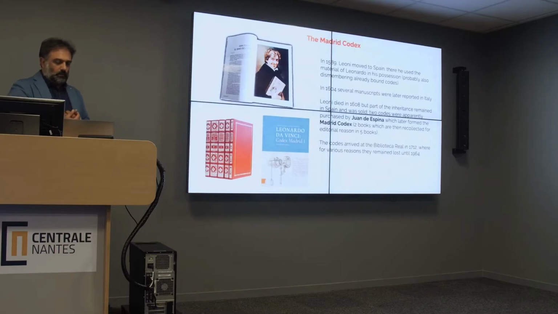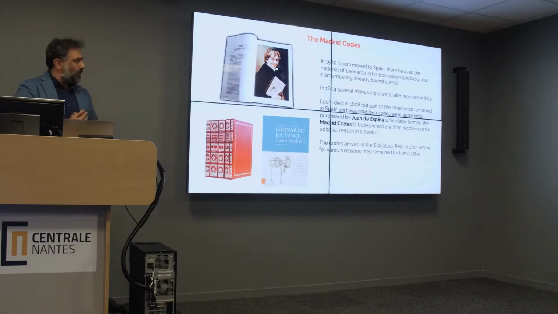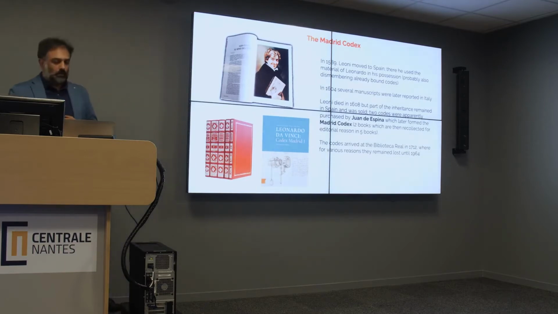So in 1589, Leoni moved to Spain, and he started also to separate the different Leonardo books and the collection. Part of this collection, which was now in Spain, becomes the Madrid codices.